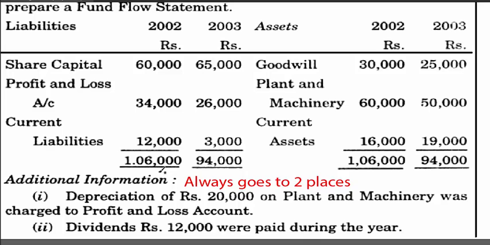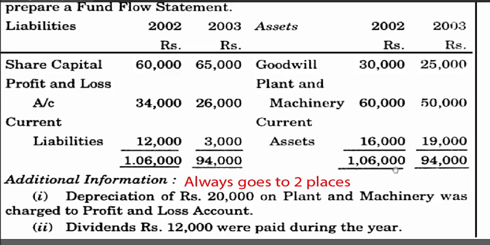So keeping that in mind, let's go to the first adjustment. It says depreciation of 20,000 on plant and machinery was charged to P&L account. Now, plant and machinery, we have it in the balance sheet. So what we need to do is, the opening balance in 2002 was 60,000, the closing balance is 50,000.